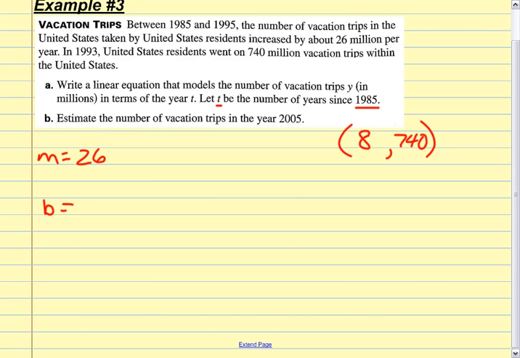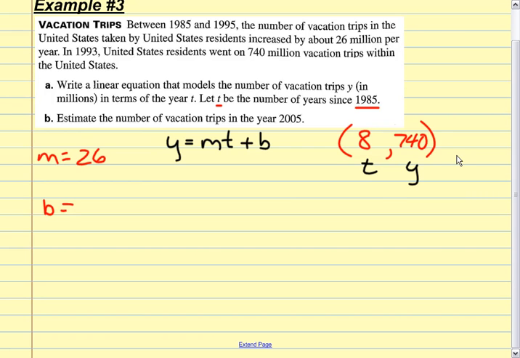Now you gotta write it in y equals mx. Now this is what messed me up, Clay. Instead of writing y equals mx plus b, I'm going to write it as y is equal to mt plus b. Because it says let t be the number of years since 1985. We don't have an x in this equation, do we? Nope. Okay, we're using t instead, okay?